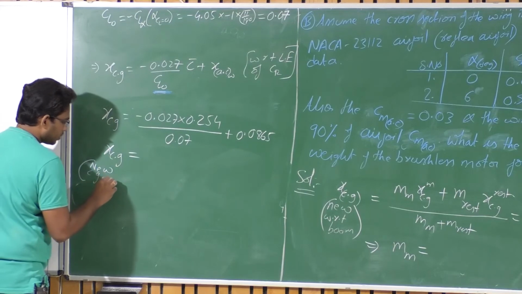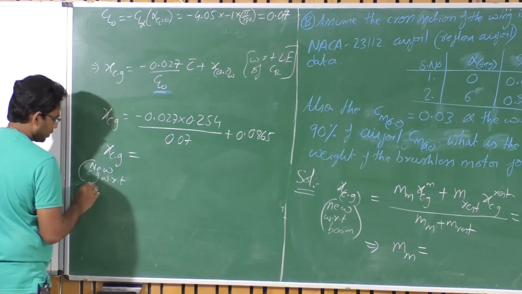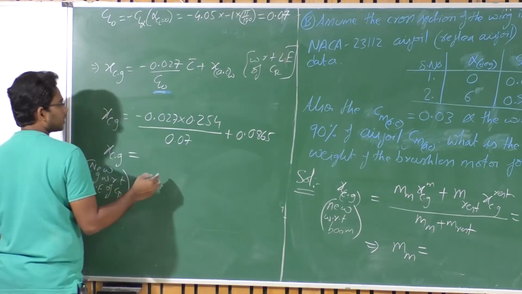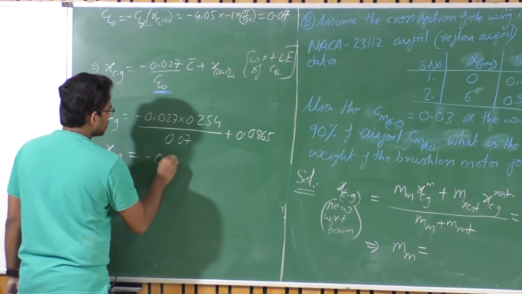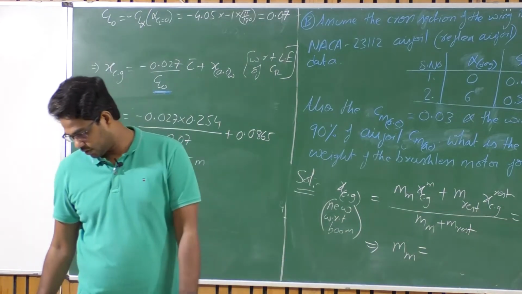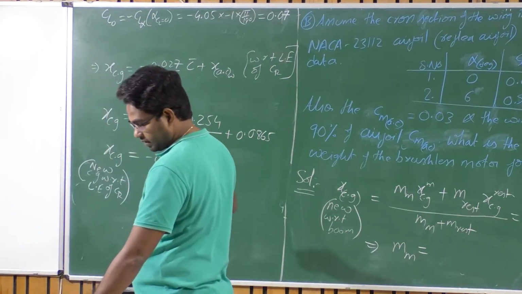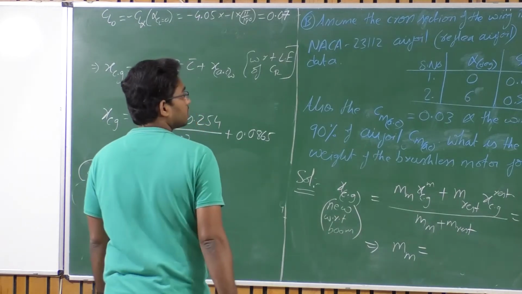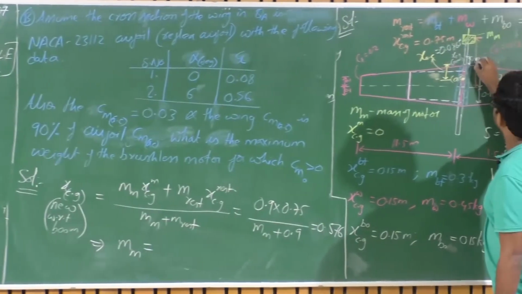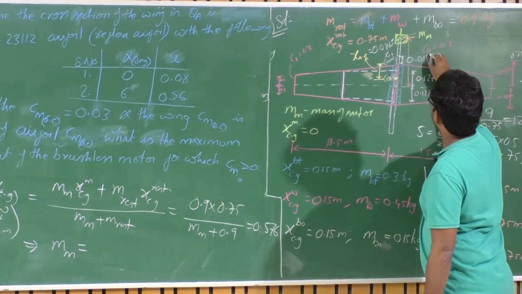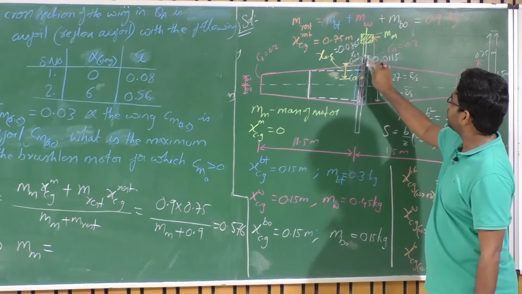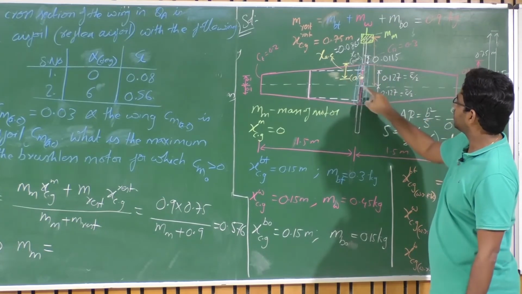If you do that, the new CG with respect to the leading edge of CR is equal to minus 0.0115 meters. So this new CG has to be 0.0115 meters, which is approximately 11 mm ahead of the leading edge. So this is the new CG. Initially the CG is here.